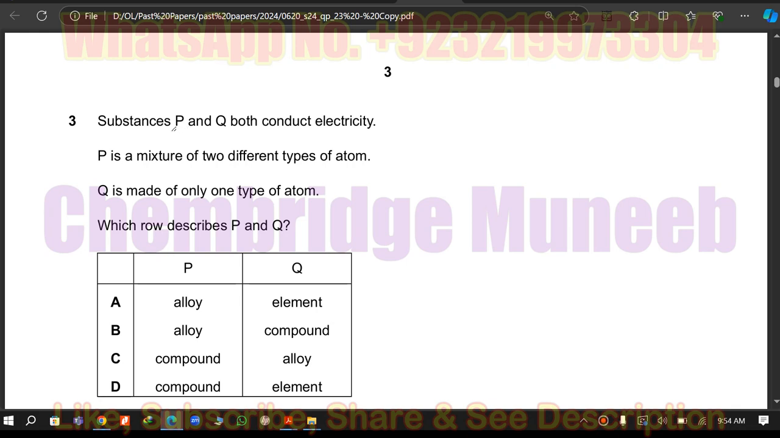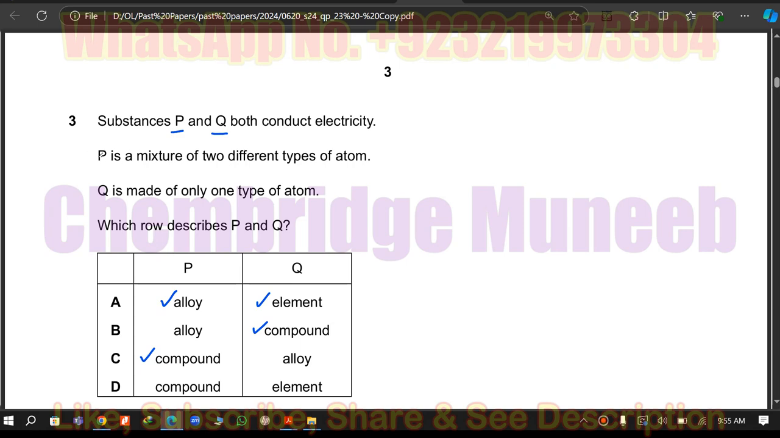It says that substances P and Q both conduct electricity. So in this case, P can definitely be an alloy as well as a compound, but we are not sure which one. And Q can also conduct electricity and be a compound, that is again correct, but we still are not sure which substances these are.